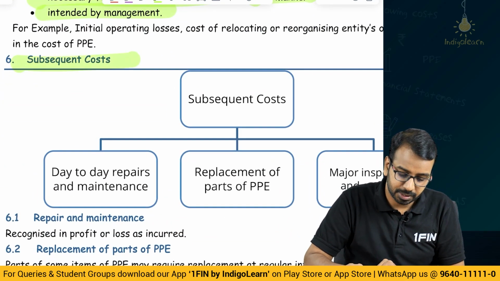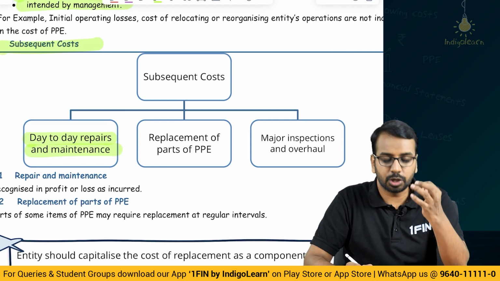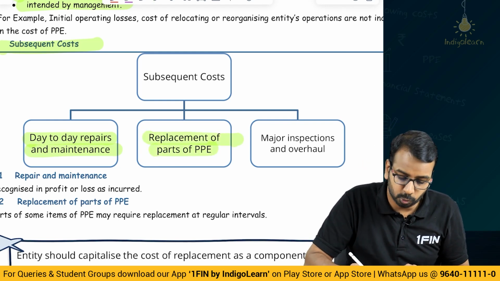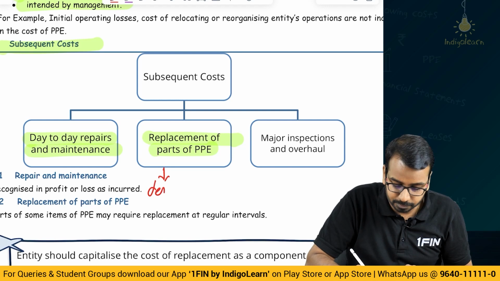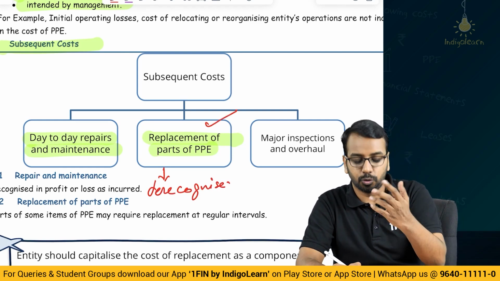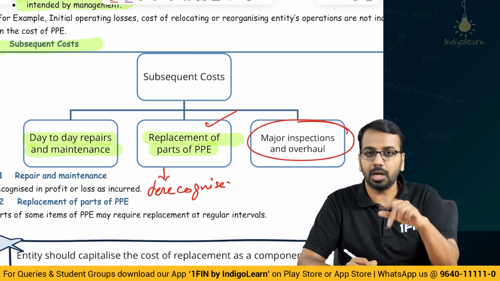Subsequent cost, if it is day-to-day repairs and maintenance, you will charge it off to P&L. If it is replacement of parts of PPE, then what you will do? You will de-recognize the existing component and you will capitalize the new component. Major inspections and overhauls are capitalized.